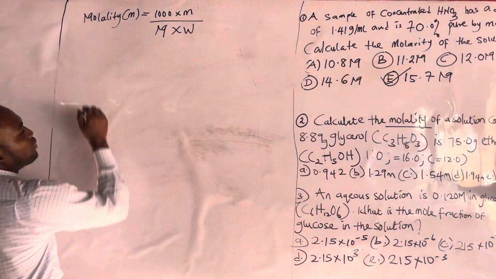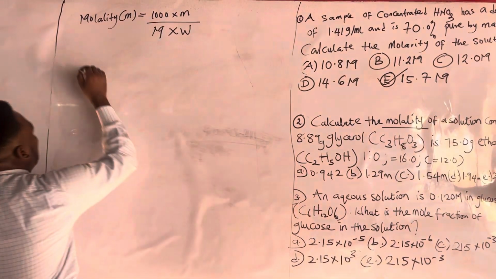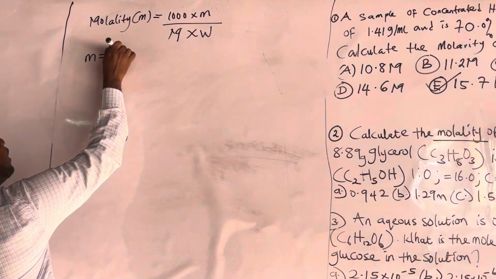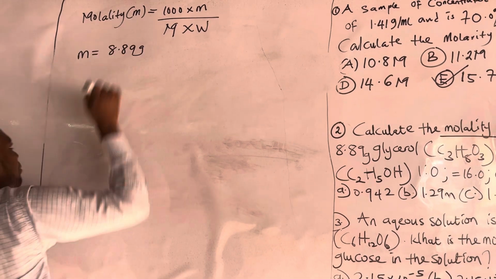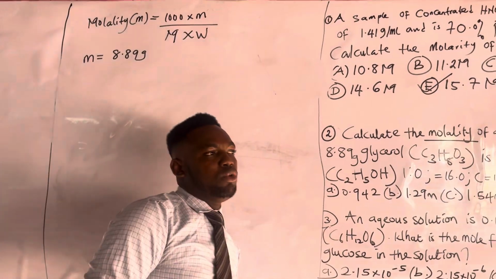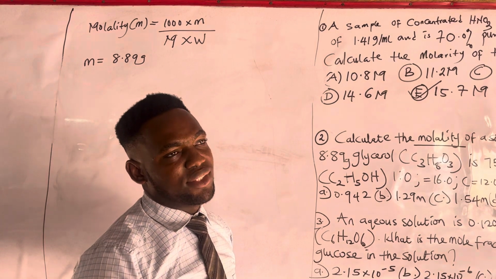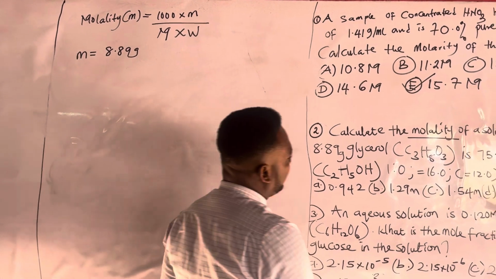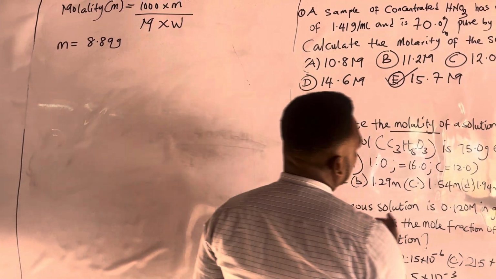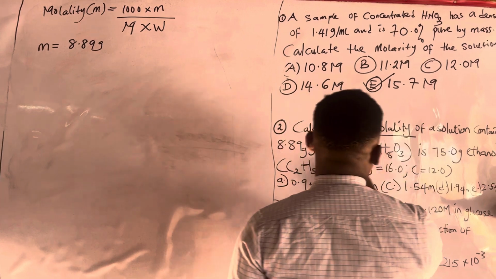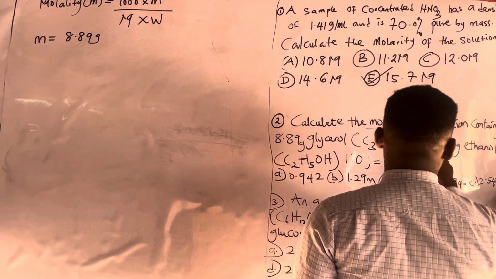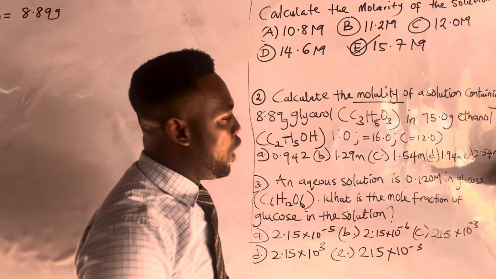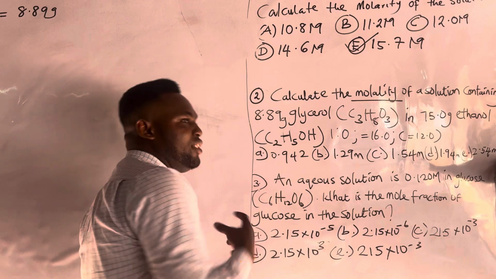So what is the solute there? Glycerol. And the mass is what? So that mass is this mass you are seeing up here, and it is 8.89 gram. If you don't understand what we are doing now, you may need to watch Stoichiometry 1, 2, 3 before you understand this one. Now, 8.89 gram, and then, containing this, this should be in 75.0 gram of ethanol. So ethanol there is the solvent.